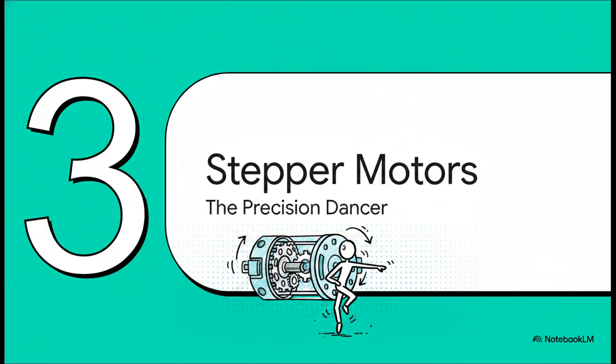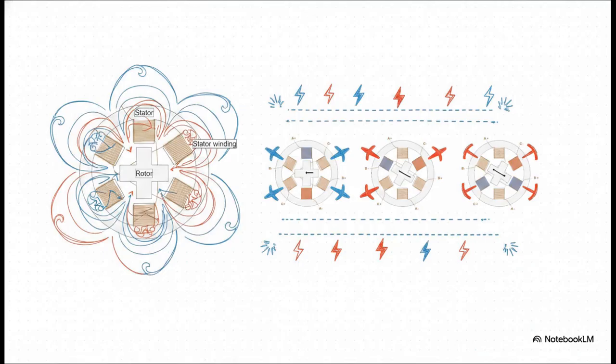Think of these as the precision dancers of the motor world. The absolute defining feature of a stepper motor is right there in the name. Its shaft rotates by performing steps. It moves by a fixed, exact amount of degrees. Because it's so locked in, you don't even need a sensor to know the exact angular position of the shaft. You literally just count the steps.